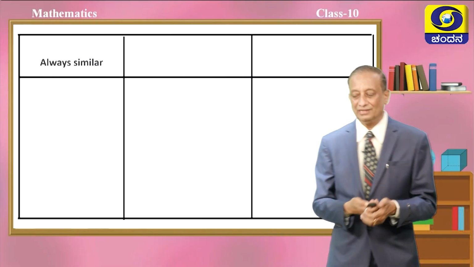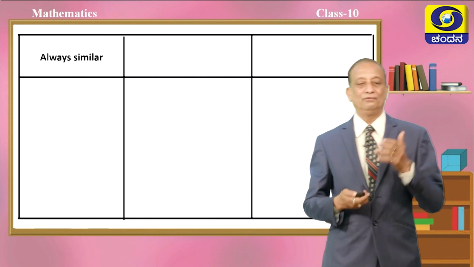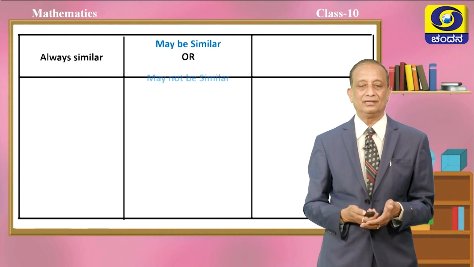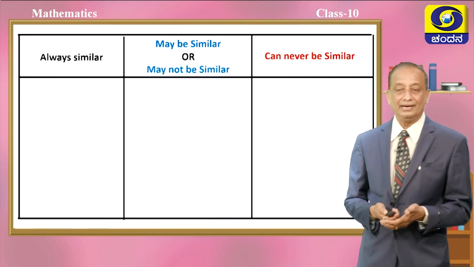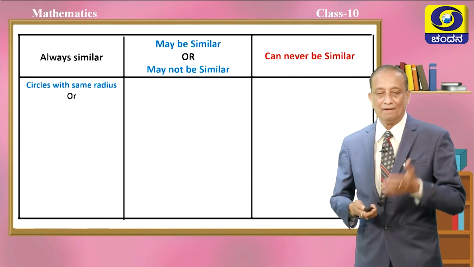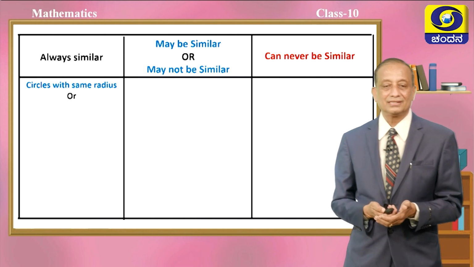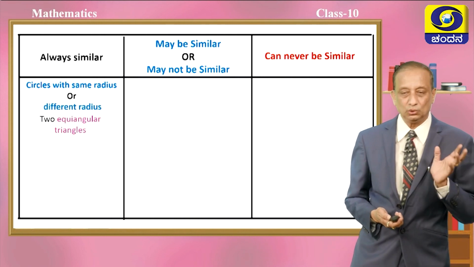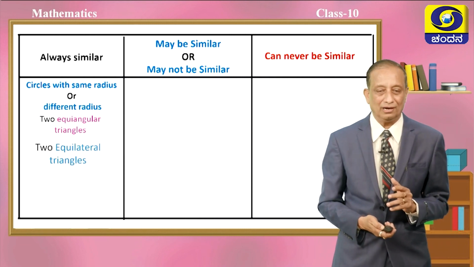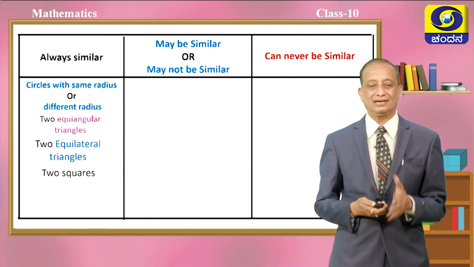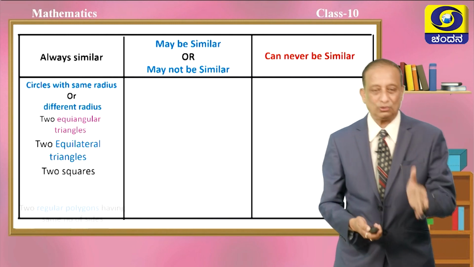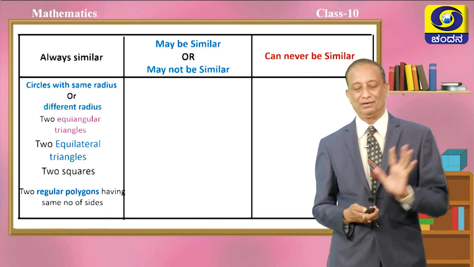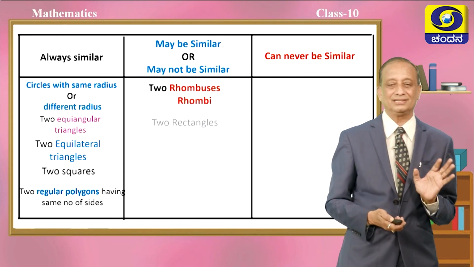So, here is a beautiful table where the figures will be always similar, or may be similar or may not be similar, and can never be similar, children. Okay. So, for always similar, circles with same radius or different radius will be always similar. Two equiangular triangles will be always similar, two equilateral triangles will be always similar, two squares will be similar, two regular polygons with the same number of sides will be always similar, children.